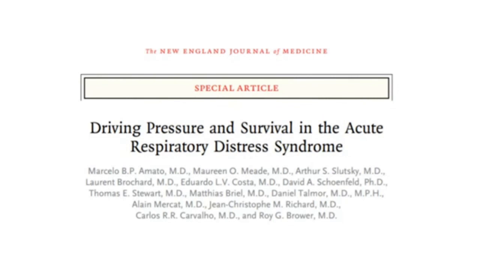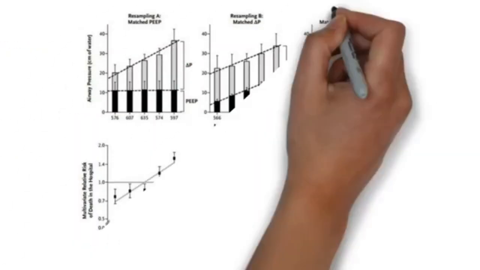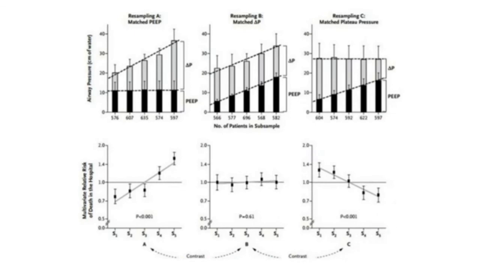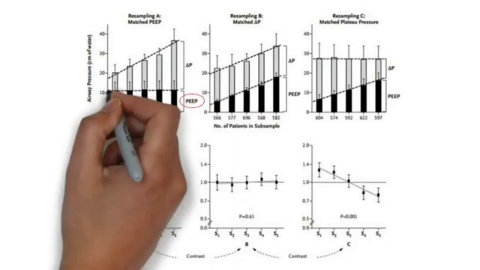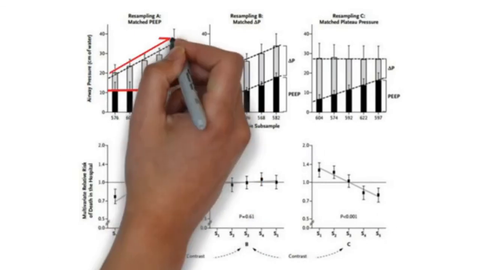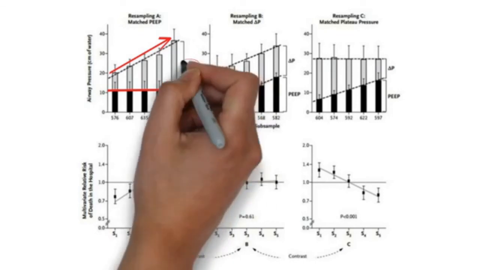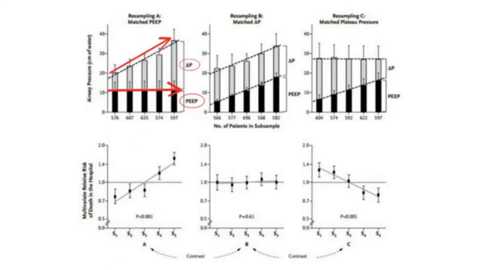The association between driving pressure and patient outcomes was first suggested in 2002, but the bridge between driving pressure and mortality was not demonstrated until a 2015 New England Journal of Medicine article by Amato et al. The findings of this study are clearly outlined in these figures. In the first set, you see a steady PEEP, but a rising plateau pressure, with a resultant rising driving pressure. The outcome is increasing mortality.